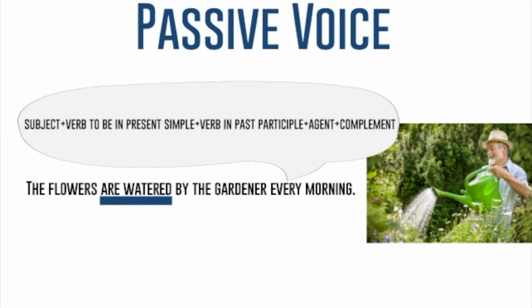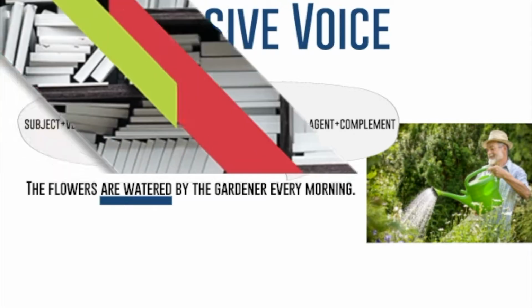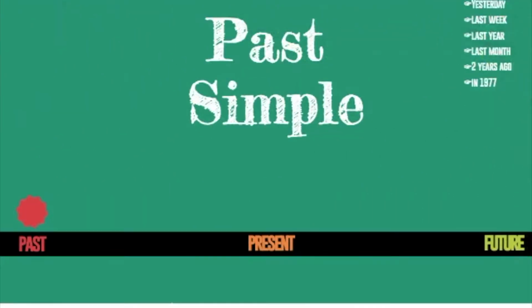Now, let's continue with another example in a different tense. We have past simple. Remember that we use past simple when we talk about actions that started in the past and finished in the past. Here we have some time expressions. Yesterday, last week, last year, last month, 2 years ago, or in 1977. Let's start.